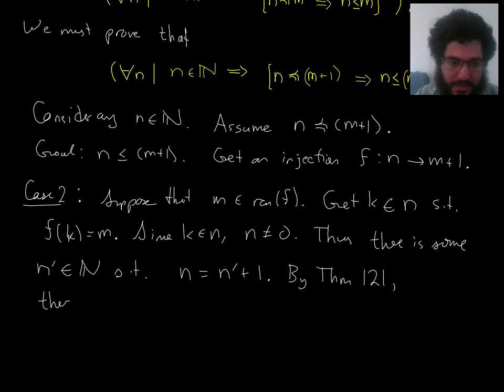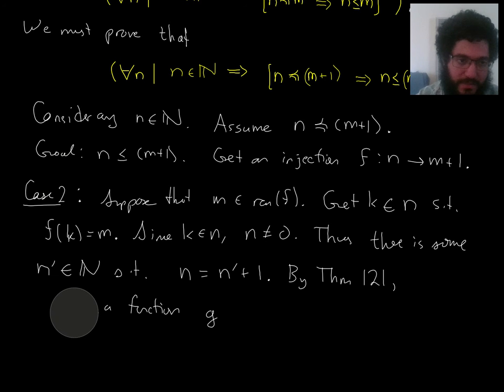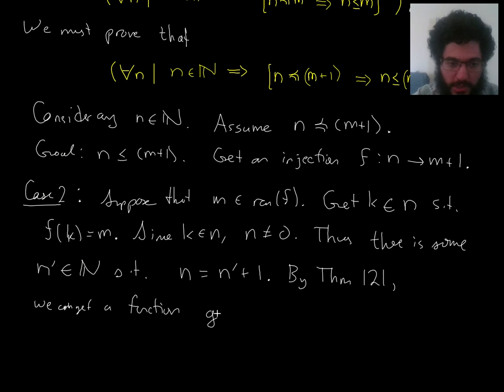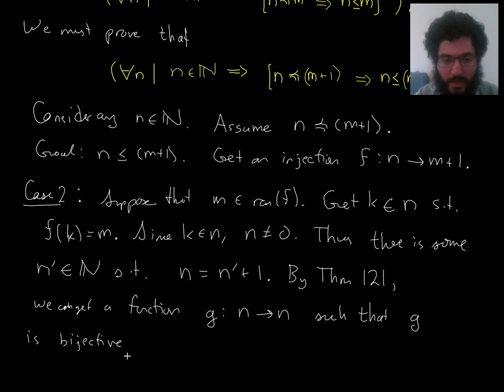there exists a function. Usually I say we can get, but often people say just there is, and then they get it in the same line. We can get a function g mapping n to itself such that g is bijective and it swaps things. It swaps the things that we want.